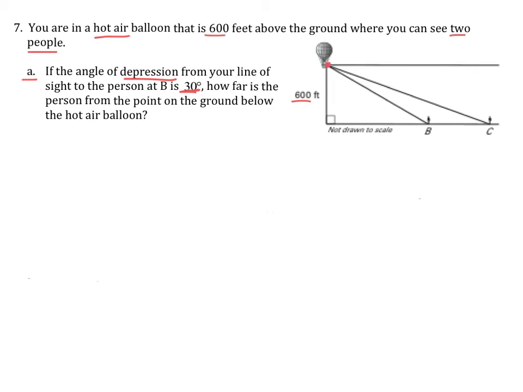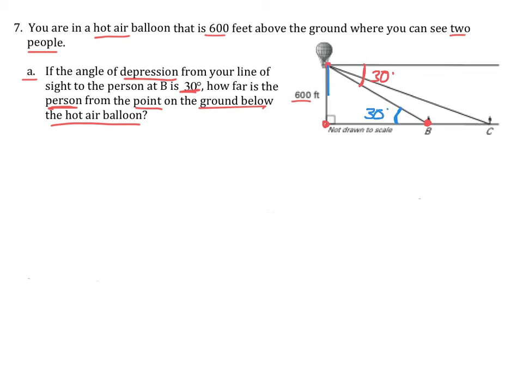So if you're up in the hot air balloon looking down at person B, this angle formed right here would be 30 degrees. Now what we're trying to figure out is how far is that person from the point on the ground below the hot air balloon. So what we're looking for is the distance from this point to this point. Now, if that person standing on the ground looks up at the hot air balloon, that angle of elevation is going to be the same as the angle of depression.